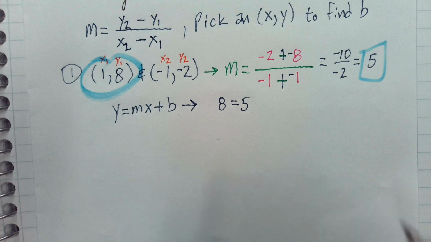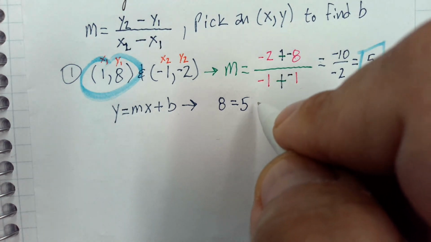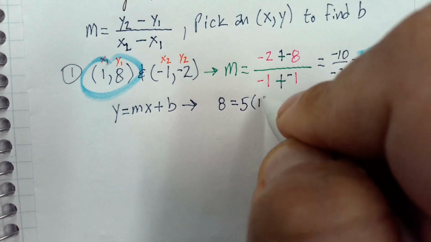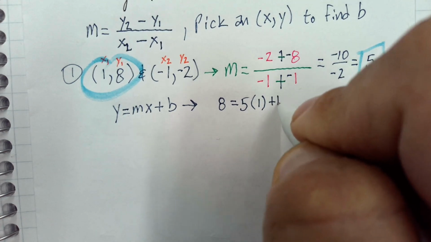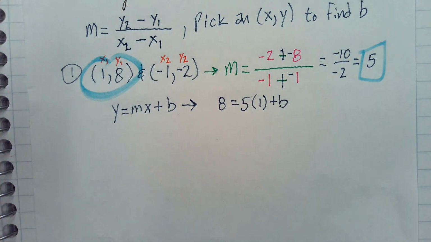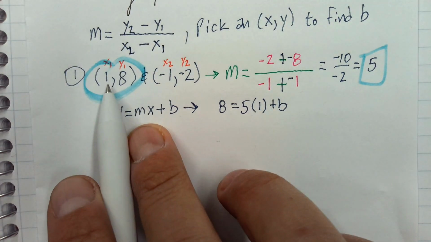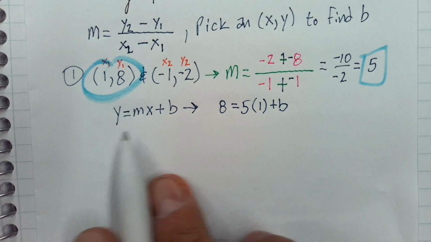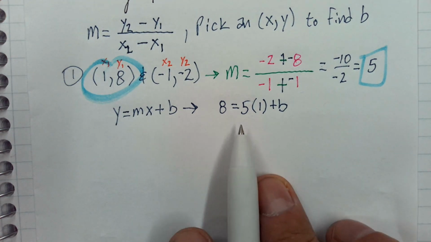That's why we chose that one? Yeah. What if we would have picked negative? Well, you'll get the same answer, but you got to play around with negatives. So if you got positives, pick the positives. Okay? So I had to pick one of them, and I would have to replace x and y with those numbers. So here's my equation.